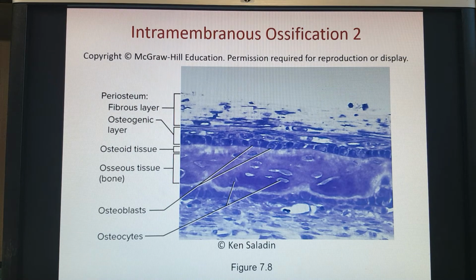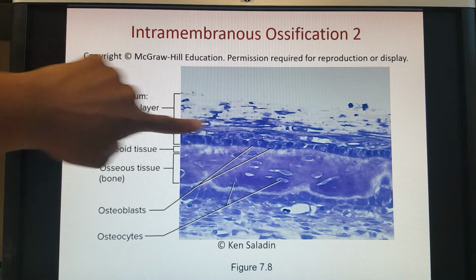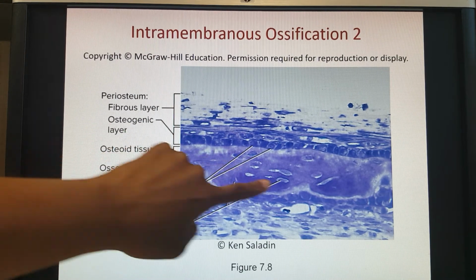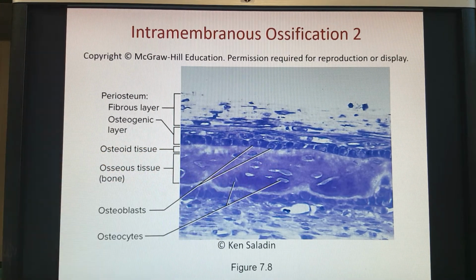Okay, so here's just a microscope picture of it. So our periosteum, osteoblasts, we got some bone building going on, lacunae with osteocytes trapped in there.